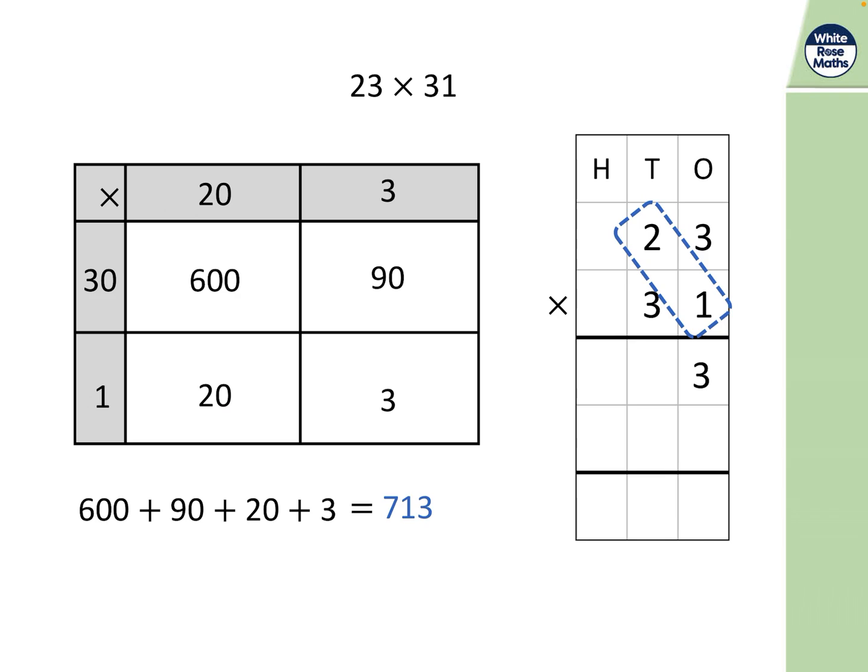This is the 1 times 20. So we go to our 1 times by our 20 is, of course, 20. Or we could do 1 times 2 lots of 10. And because this is now tens, we can put our 2 there. So all we've done there is 1 times by 23. We've put that in. Now, the next one we're going to do is this one.